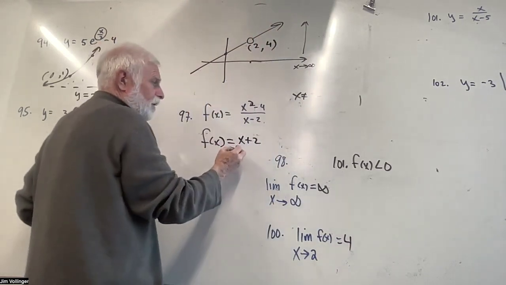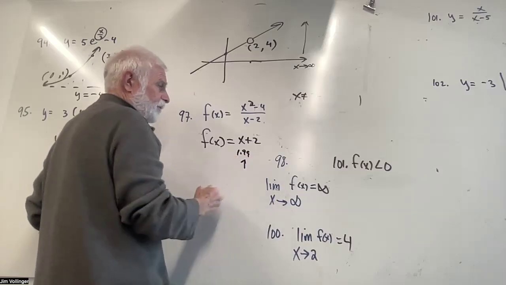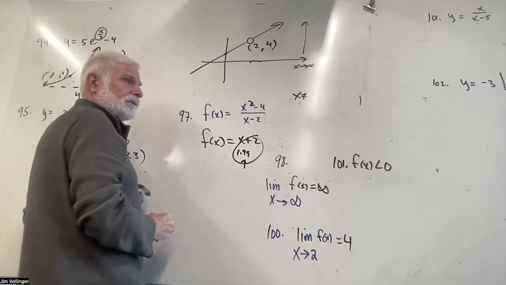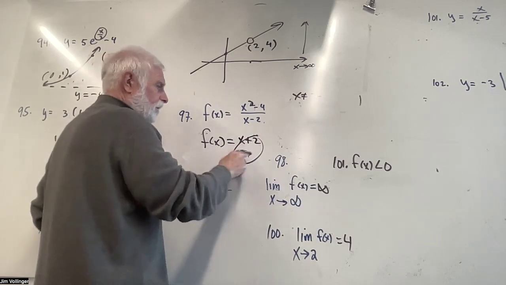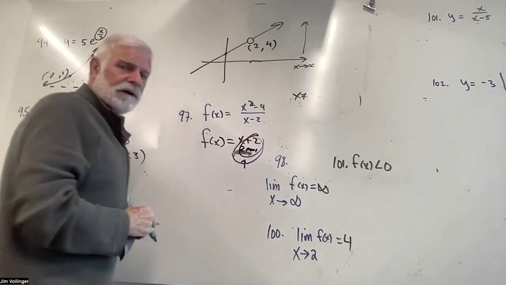What happens when I put in 1.999? I think that's an x value heading to 2. Sure looks like I'm close to 4. And what if I put in 2.01? Sure looks like the table values are heading to 4.